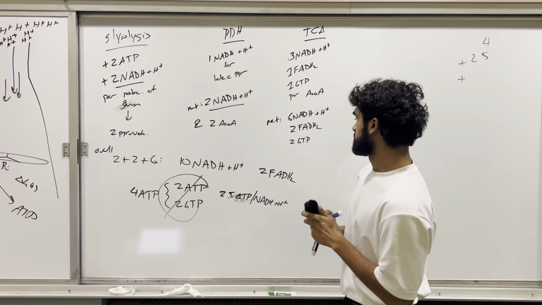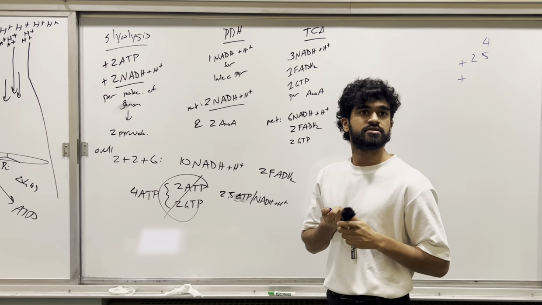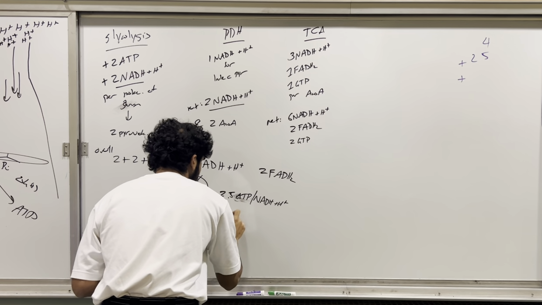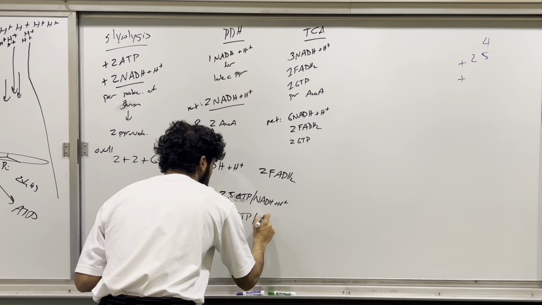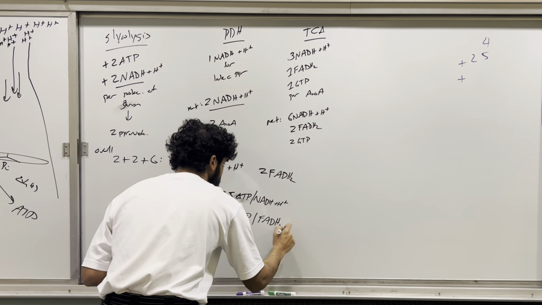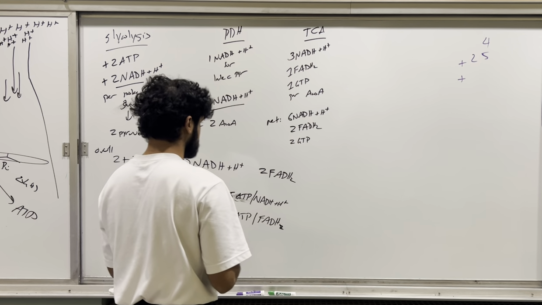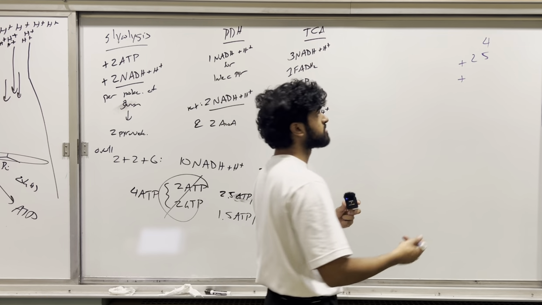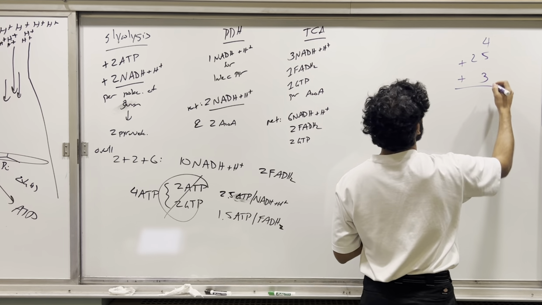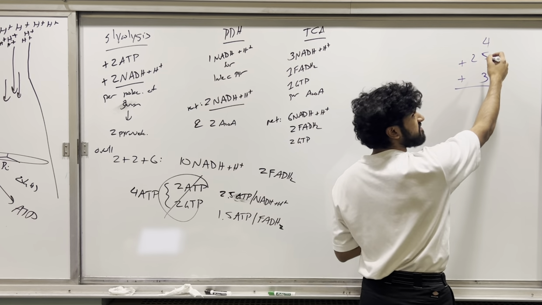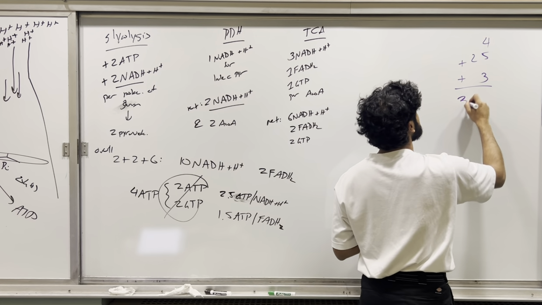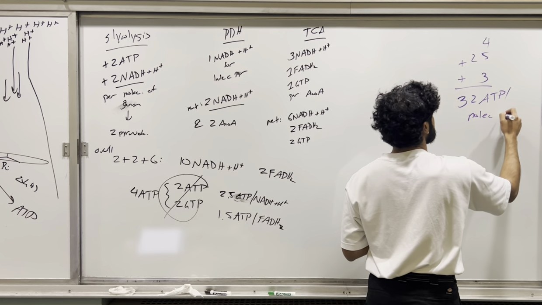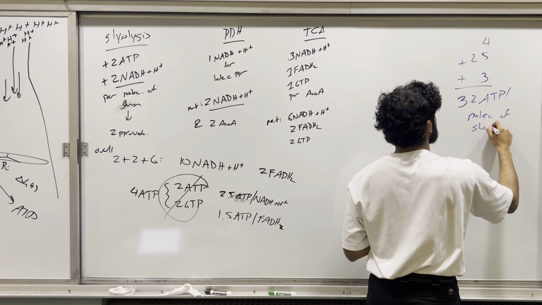And for every FADH2, you get 1.5 ATP per FADH2. So what's 1.5 times 2? 3. 4 plus 25 is 29, plus 3 is 32 ATP per molecule of glucose.